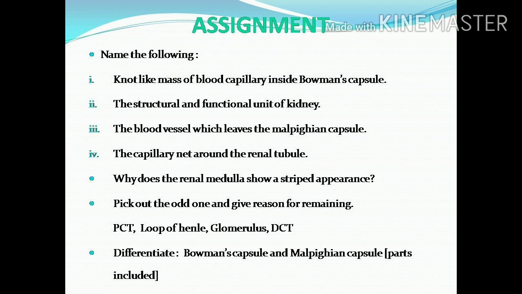In today's class, we have studied the main parts of the nephron, that are Bowman's capsule and glomerulus, together called the Malpighian capsule, PCT (proximal convoluted tubule), loop of Henle, DCT (distal convoluted tubule), and collecting duct. We also studied how the blood is supplied to the nephron region. So these are the important concepts, and here they may ask why the cortex has a dotted appearance, or why the renal medulla has a striped appearance. So this question they will ask.